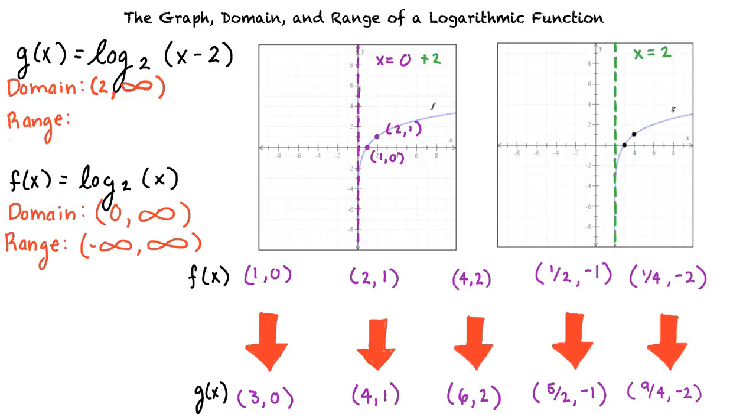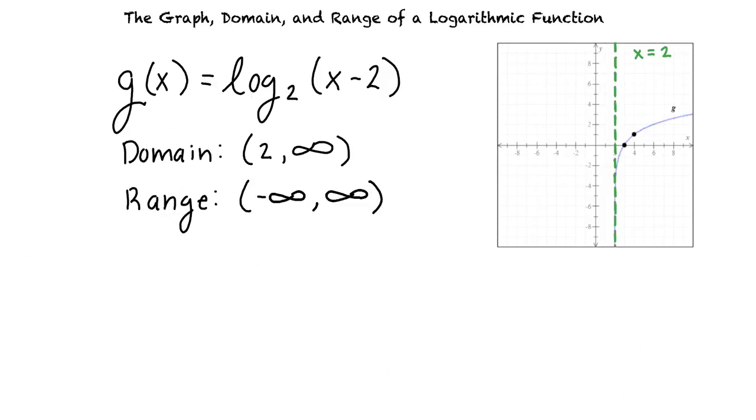What about the range of the function g of x? As we can see on the graph of g of x, the y values still go from negative infinity to positive infinity. Even after the transformation, our range still remains the same. This gives us our final graph of g of x and our final answer of 2 to infinity for domain and negative infinity to positive infinity for range.